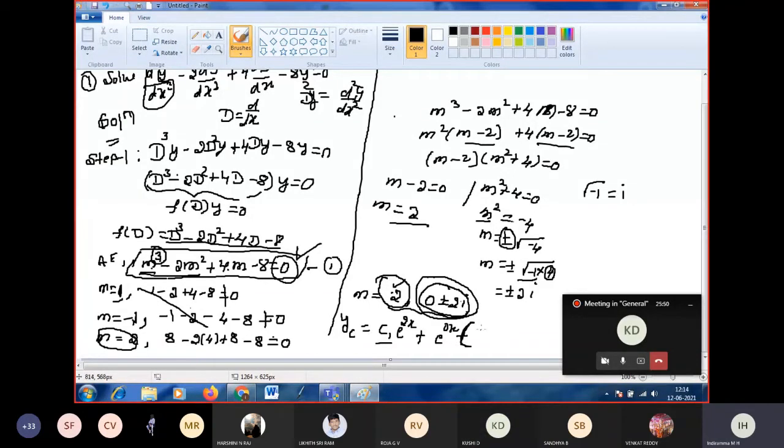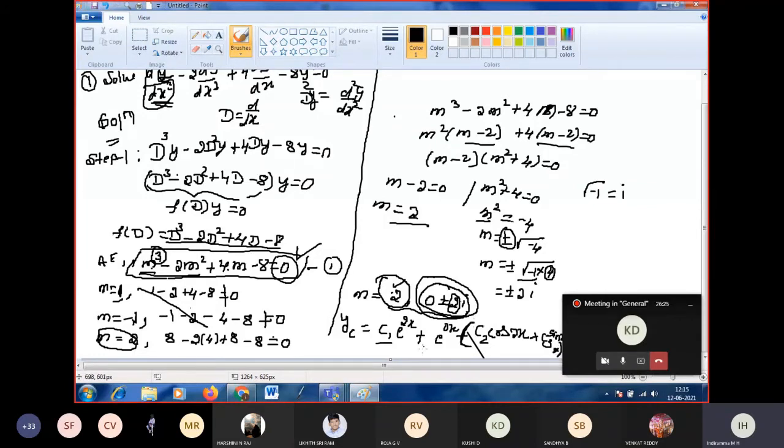Okay, e power px into, already I have written C1. So instead of C1, we should take C2. C2 cos qx. Instead of q, we have 2, so cos 2x. Don't write y, because here we have to find y with respect to x. RHS should contain x, LHS should contain y. Only x you should write, not y. Plus C3. What shall I write? Sin 2x. Okay, C3 sin 2x.